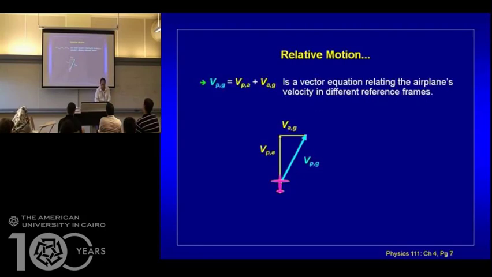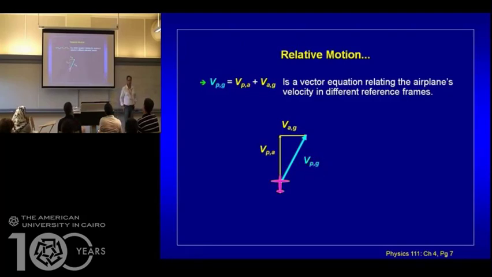You have the velocity of the airplane relative to the air along that direction, the velocity of the air relative to the ground along that direction, and this is the velocity of the airplane relative to the ground, measured by someone on the ground. That's what I mean by relative to the ground. And if you look at this, it's just an addition of vectors. It means that the velocity of the airplane relative to the air plus the velocity of the air relative to the ground equals the velocity of the airplane relative to the ground. And that makes sense.